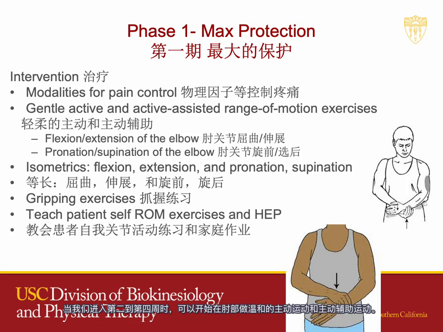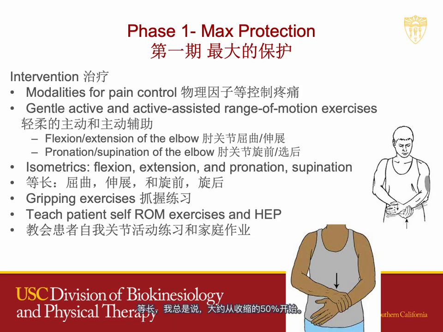But as we move into week 2 to 4, you can start doing more gentle active and active assistive range of motion at the elbow. So we're going to be doing elbow flexion extension and then pronation and supination. And you can also start, again, second to third week, start doing some isometrics. So all of those movements at the elbow, flexion, extension, pronation, supination. You see a picture there of the flexion and extension. So you can do all 4 of those movements in isometrics.